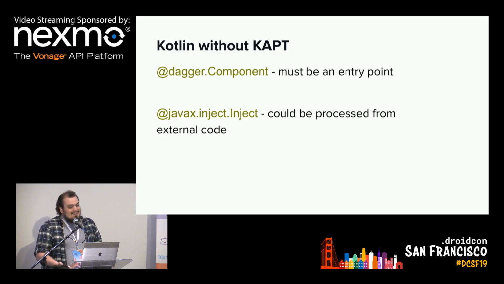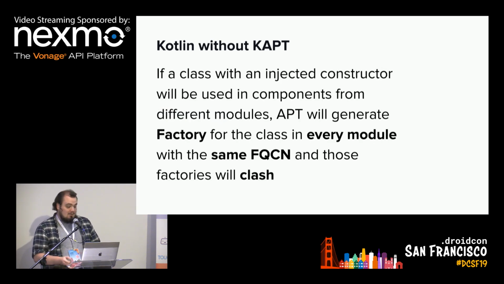So, for example, technically, it's possible to automatically add types with injected constructors from external dependencies to our graph. But Houston, we have a problem here. If a class with an injected constructor will be used in Dagger components from different build system modules, APT will generate a factory for it in every module where this dependency is used. And these factories will clash at compile time because they have the same fully qualified class name.